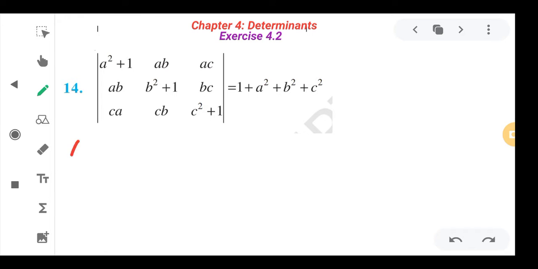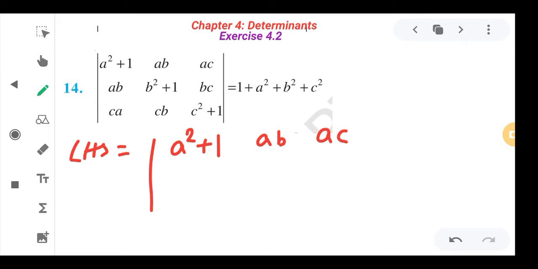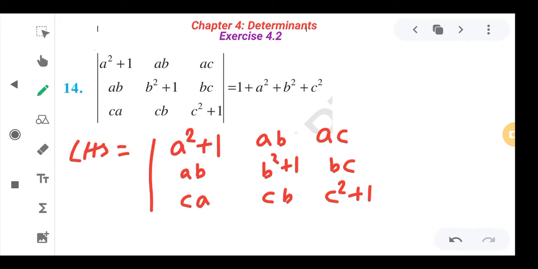Okay, so what is our LHS? Basically, LHS is this, right? And we will use the determinant properties, like in the NCERT book 6 properties are given. I will use those properties in solving this question. So first I am writing the LHS. This is our LHS, correct? And RHS I want in this form. This is our RHS, 1 plus a square plus b square plus c square.